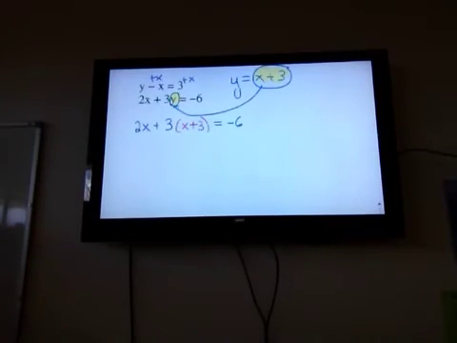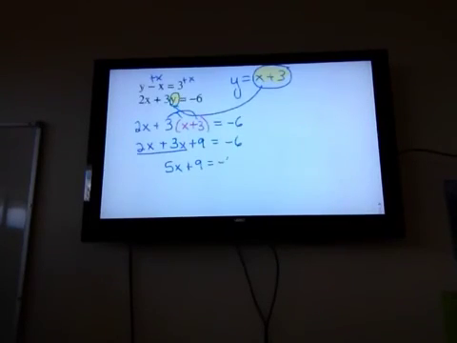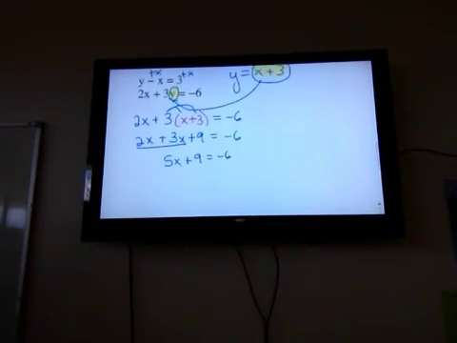And I solve. 2x, distribute, 3 times x, 3x, 3 times 3, positive 9, equals negative 6. Collect our like terms, 5x plus 9 equals negative 6. Subtract 9. 5x equals negative 15. And divide by 5. And x is negative 3.